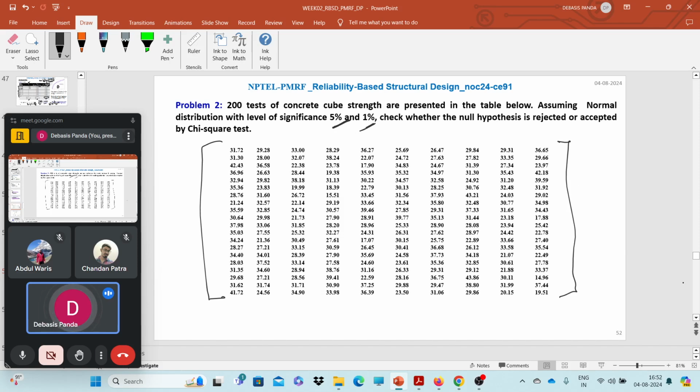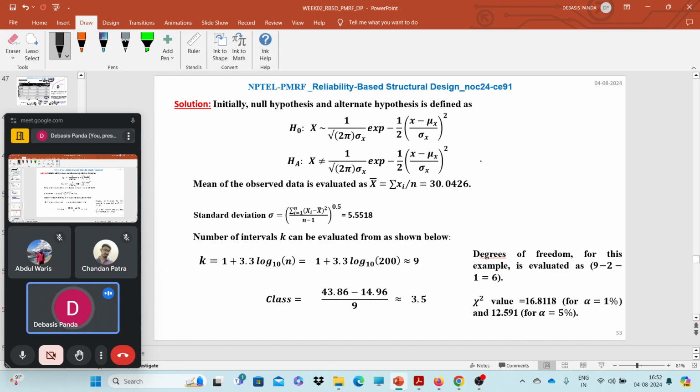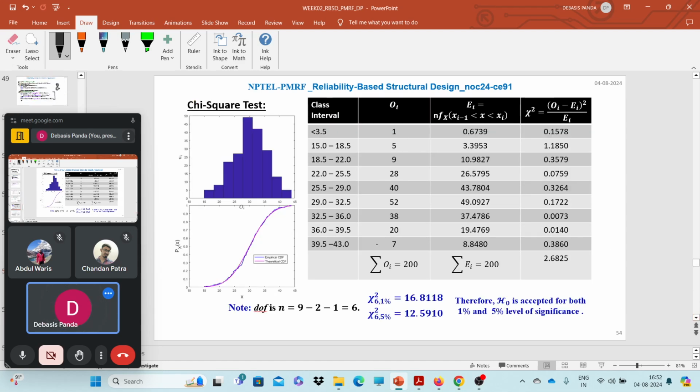So what do we know about the normal distribution? It has two parameters, mean and standard deviation. For the exponential distribution, what do we say? We have only one parameter, that is lambda. So here, we first need to calculate the mean and standard deviation, then find out the k, that means the interval, then find the classes. Then we perform the test.